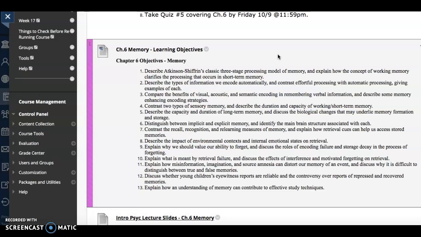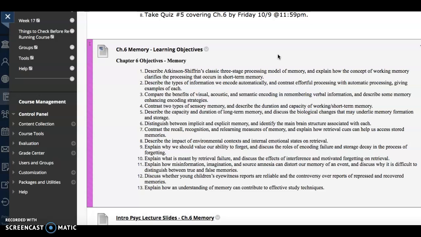Describe the types of information that we encode automatically. So you'll learn about encoding, which is basically the inputting of information into your brain. What do we sort of automatically just transfer into our brain in units, I guess, that our brain can understand, versus what does it take effort to process?